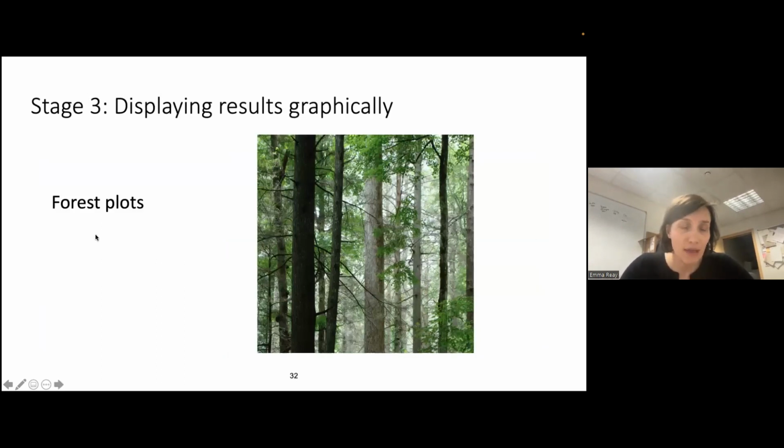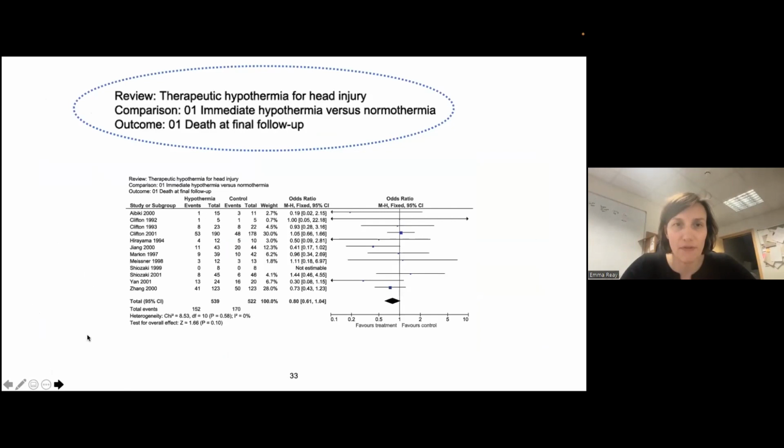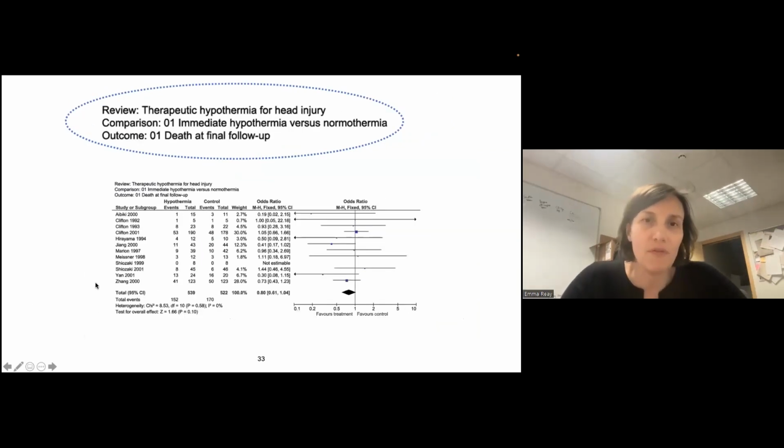So now that you've designed your meta-analysis and done the statistical conversion, you're going to try and display that information. The classic way of displaying this is on a forest plot, which I'll show you briefly. So if we're looking at the therapy, for example, a review of therapeutic hypothermia for head injury, the comparison is immediate hypothermia versus normothermia, and the outcome is death at final follow-up. This is the forest plot bit, the part on the right-hand side that you can see.